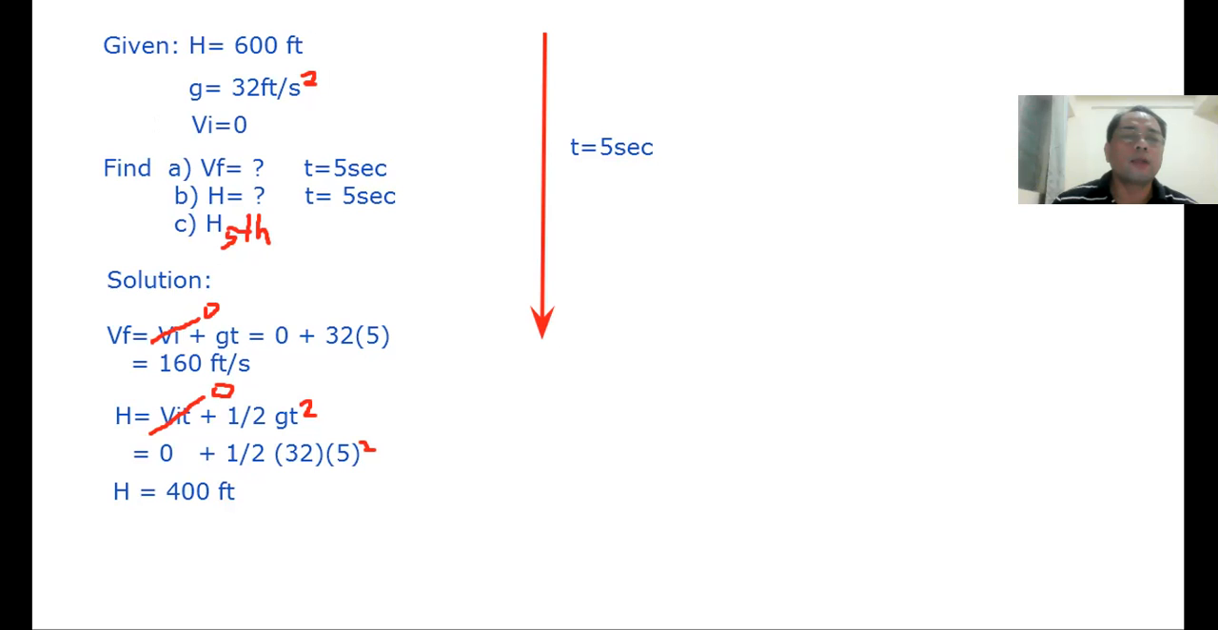Again, I will call this the distance traveled for 5 seconds. I'll just call it h5. So the value here is h5. Now, let's say I'll find another expression here. What if we solve the distance traveled by the object for 4 seconds?